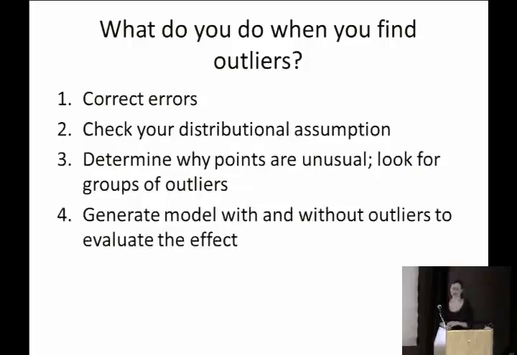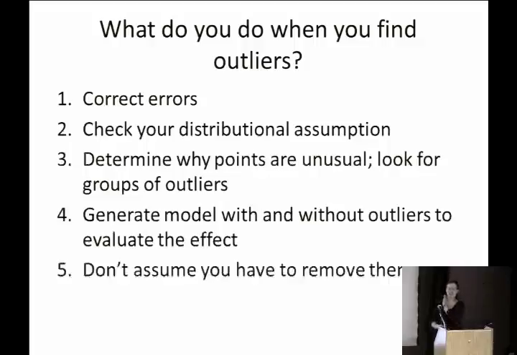The fourth thing is generate your model with and without the outliers and see what happens. If you put them in and then take them out and see that the model didn't change a whole lot, you're probably fine to leave them in. This is kind of similar to the influence measures, but you can do it very quickly, and you can do it with groups of outliers, so you don't have to deal with the one outlier problem.